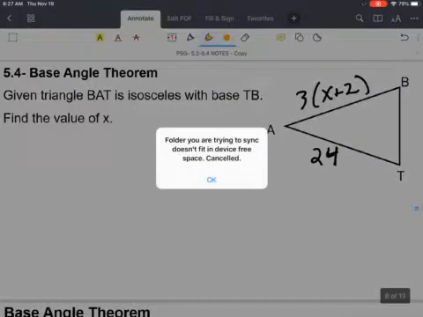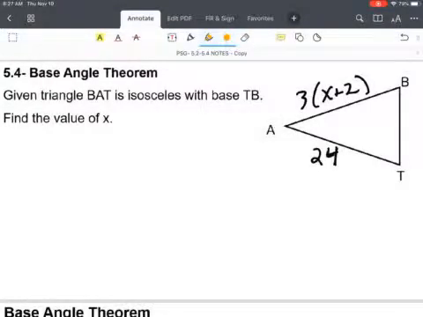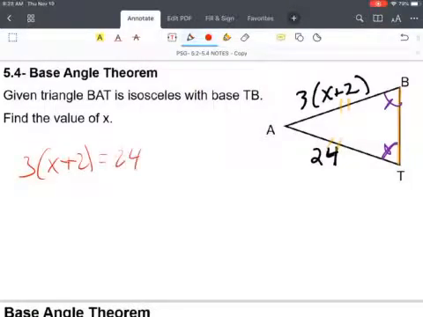Another thing we're going to look at is what's called the base angle theorem. And when we're looking at the base angle theorem, we're looking at isosceles triangles. So given that triangle BAT is isosceles with base TB, an isosceles triangle means that the legs are congruent. So we have those two legs are congruent. It would also mean that those base angles are congruent. So for this first one here, we'll set 3 times x plus 2 equal to 24.